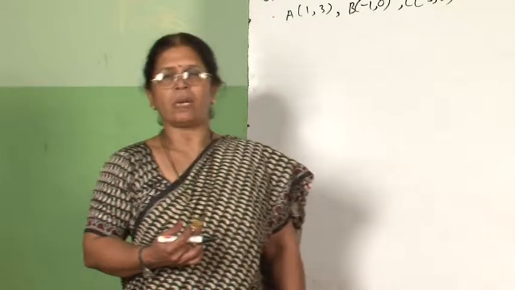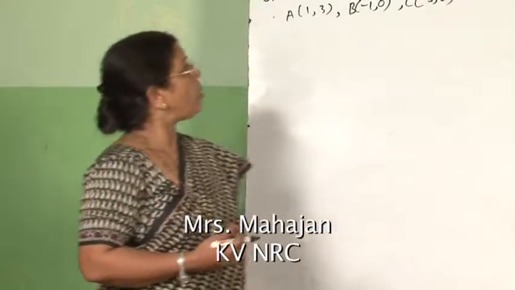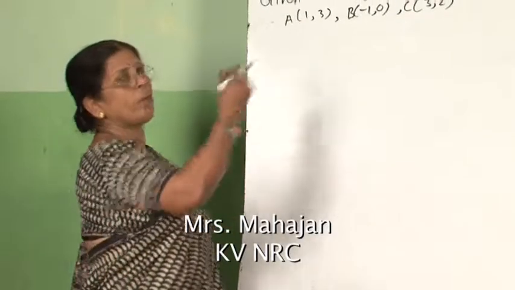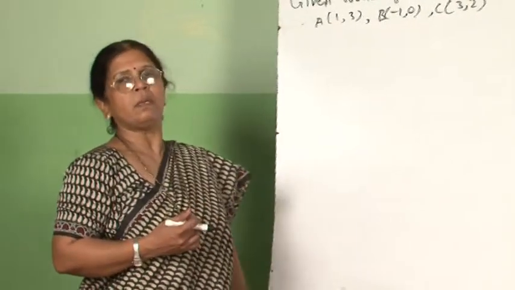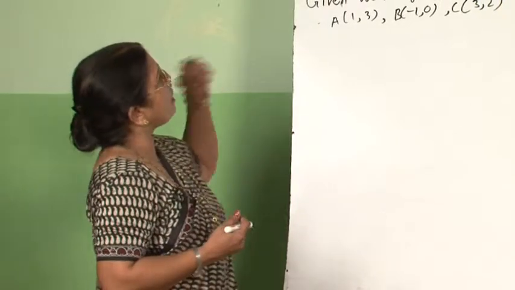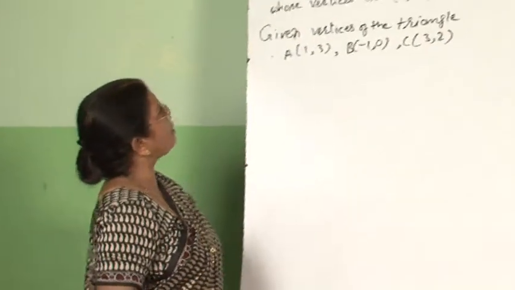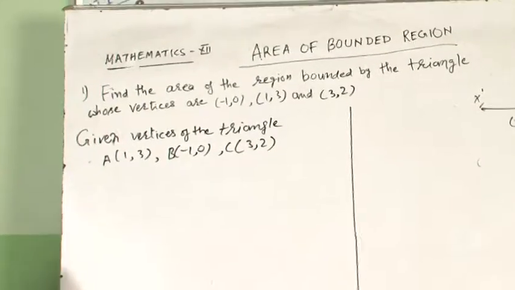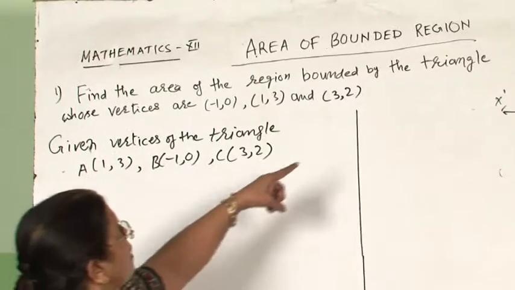In the previous class, we have already solved many problems of area of bounded region. Again here we are going to solve some problems. Here the problem is: find the area of the region bounded by the triangle whose vertices are (-1, 0), (1, 3) and (3, 2).